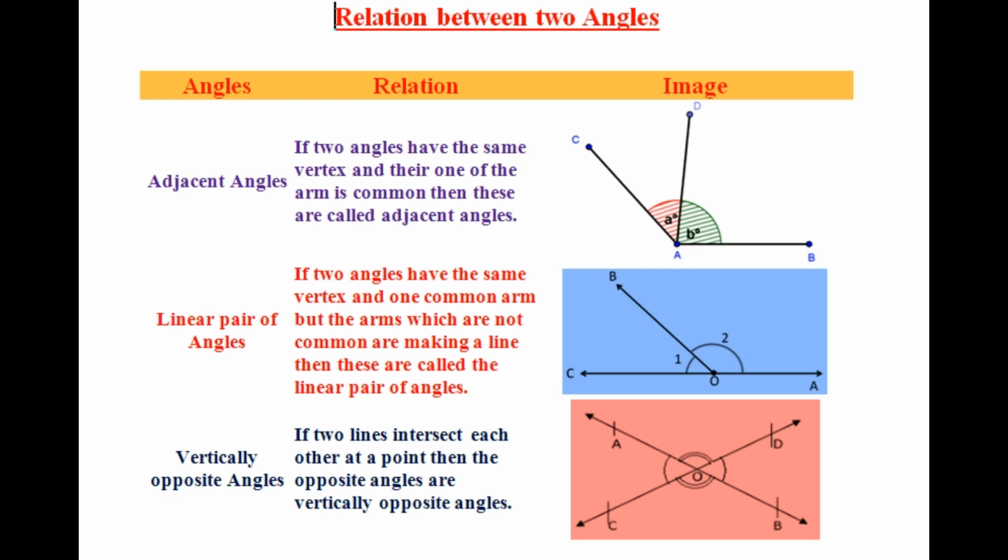You might have studied this in lower class also. Vertically opposite angles are equal. Here you are getting two pairs of vertically opposite angles. The first pair is angle AOD equal to angle COB. One more pair is angle AOC equal to angle BOD. These are the two pairs of vertically opposite angles.